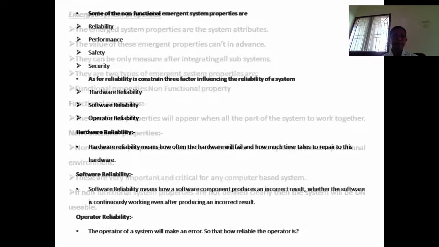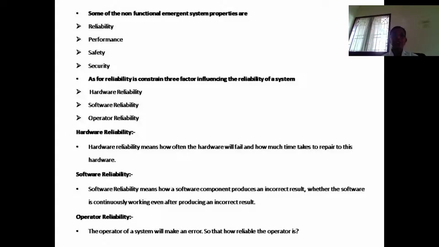Okay, some of the non-functional emergent system properties are reliability, performance, safety, security. Okay, then there are three types of reliability: hardware reliability, software reliability, operator reliability. Hardware reliability means how often the hardware will fail and how much time it takes to repair this hardware. Software reliability means how often a software component produces an incorrect result, and whether the software continues working even after producing an incorrect result.